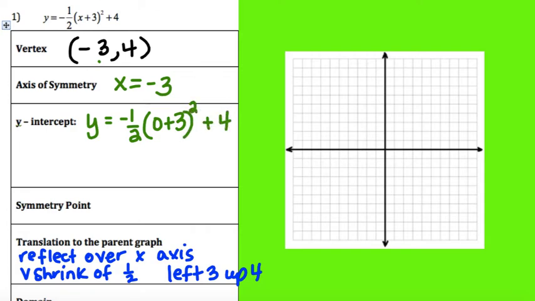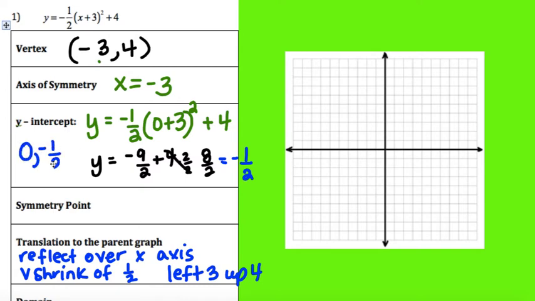All right, so I'm going to simplify that. I get 3 squared, which is 9, and then 9 times negative 1/2 gives me negative 9/2 plus 4. For negative 9/2, I'm going to get a common denominator, so I'm going to multiply 4 by 2 over 2, which is 8/2. And so I get negative 9/2 plus 8/2, which gives me negative 1/2. Okay, so my y-intercept then is (0, -1/2).